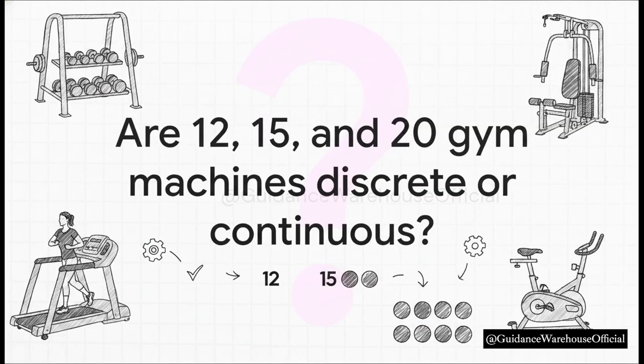Let's test this out with a really quick scenario. If you sample a few local gyms and find they have 12, 15, and 20 exercise machines, is that discrete or continuous data? Take a second to think about it. Well, you're counting whole machines. You don't have half a treadmill, right? Therefore, it's quantitative discrete data.